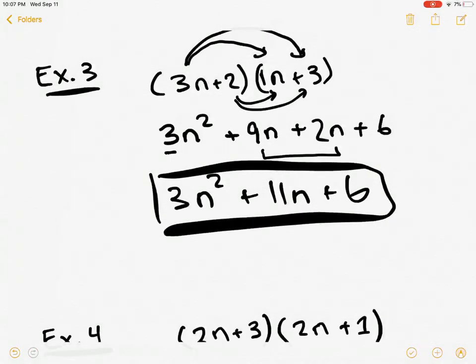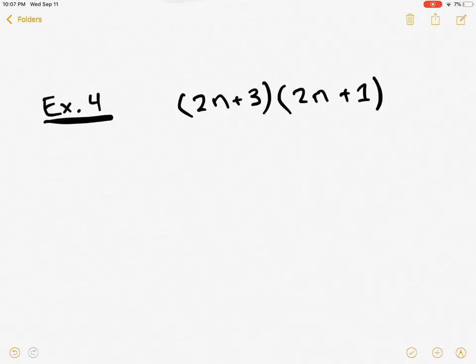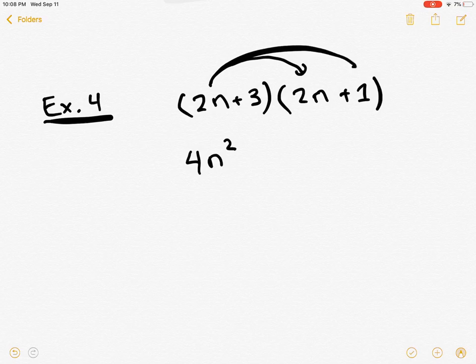Finally, let's take a look at one last example. This time, both variable terms have a coefficient of 2. But we can use that same acronym FOIL to help us multiply our two binomials together. 2n times 2n: 2 times 2 gives us 4 as a coefficient, and n times n gives us n squared. Our outside terms, 2n times a positive 1, give us a positive 2n.